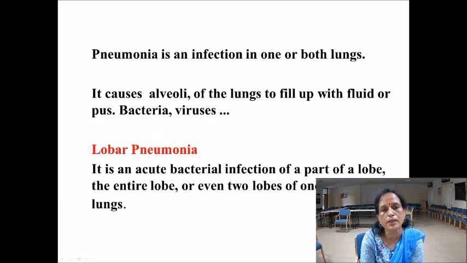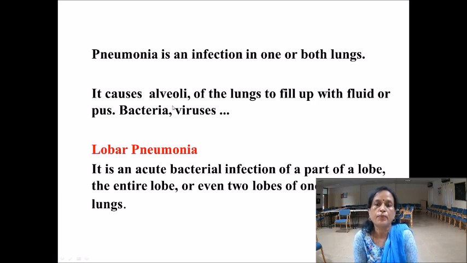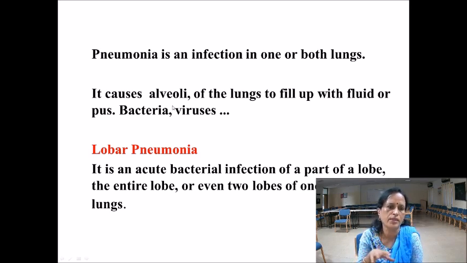What is pneumonia? It refers to an infection of the lungs. Is it both lungs? It could be one lung or both lungs. Pneumonia and consolidation are terms used interchangeably. What happens is that exudate accumulates in the alveoli of the lungs. Normally we see alveoli with air. In histology you have seen alveoli as clear spaces.